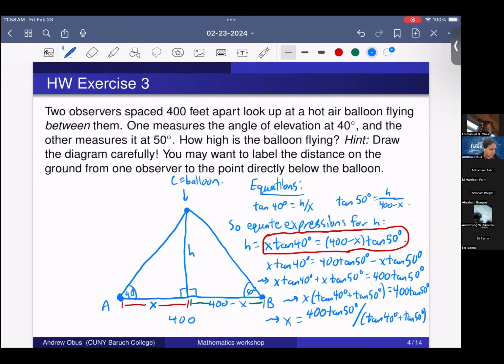And so actually, did anybody do this problem? Does anybody have what this is in decimals? I mean, I can do it also, but if you have it already, you can just tell me.